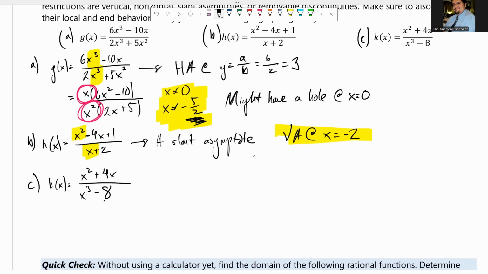So first of all, notice that the degree of the top is smaller than the degree of the bottom. Automatically, from my list from up above, we know there's going to be a horizontal asymptote at y equals 0. Hands down, we're done. Now, vertical asymptotes, we need to set the bottom equal to 0.